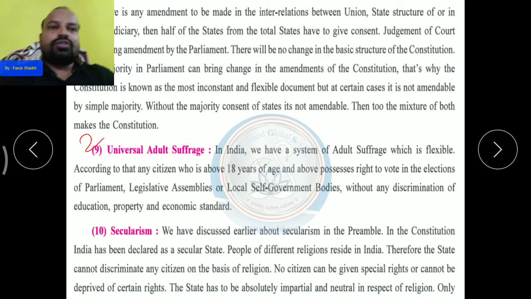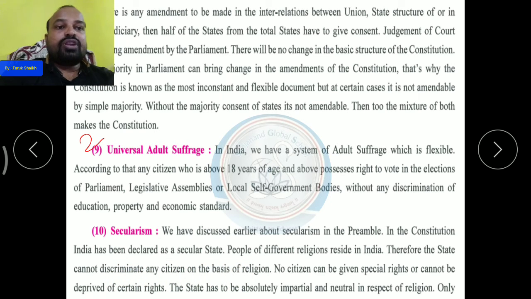Number 10 is secularism. As I taught you previously about the secular, we have discussed earlier about secularism in the preamble. In the constitution, India has been declared a secular state. Secular means all the religions are equal in India. People of different religions reside in India. Therefore, the state cannot discriminate against any citizen on the basis of religion.